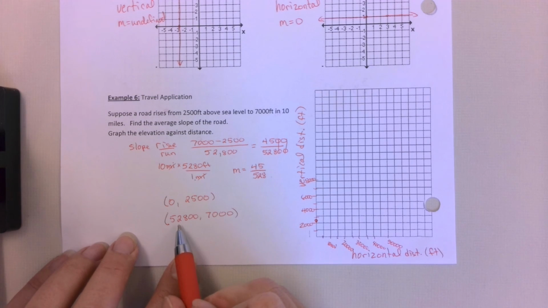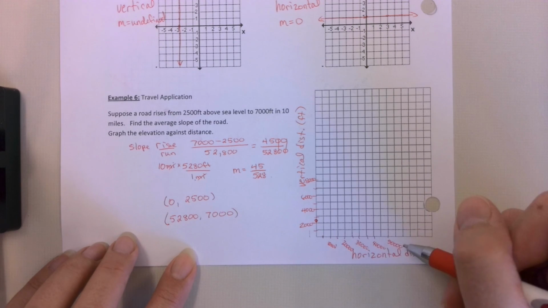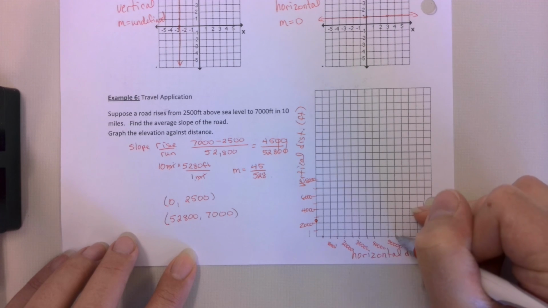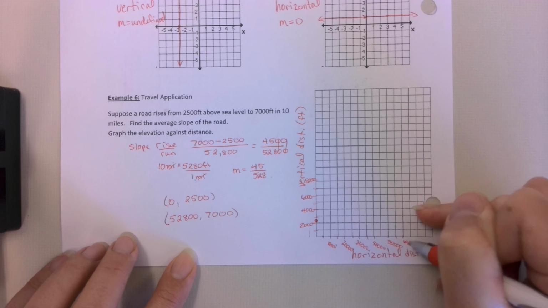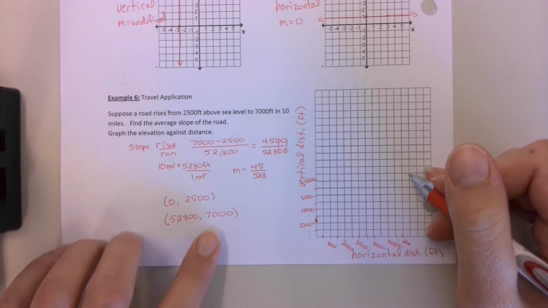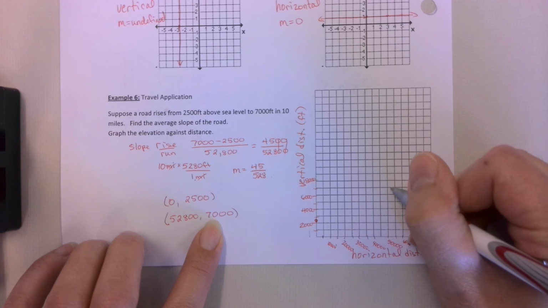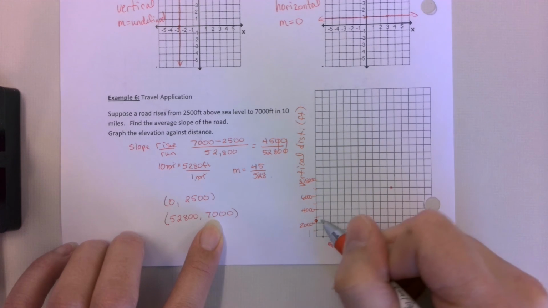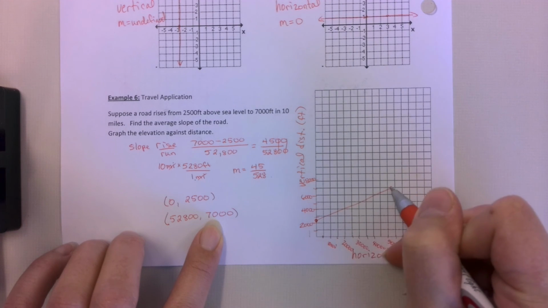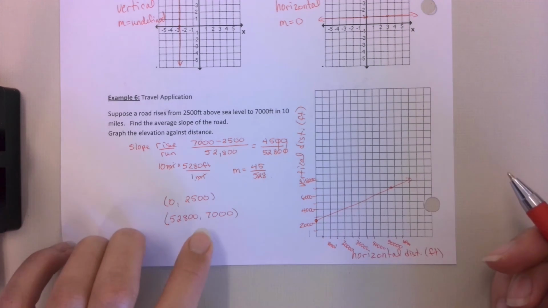And then I'm going to go and sort of find this point. I'm going to be estimating 52,800. So I would be right here, about 52,000 up to 7,000. And that would give me a pretty good sketch of my graph if we continued that pattern.